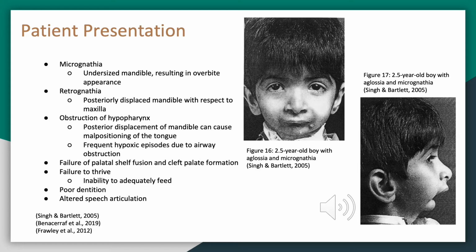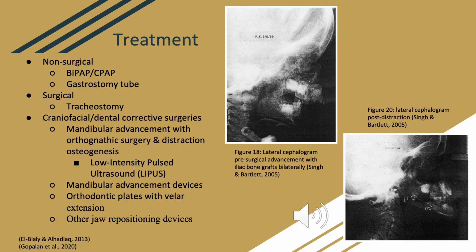They can also show with poor dentition, as well as since the tongue is shifted posteriorly, they can be very prone to altered speech articulation. Treatment for mandibular hypoplasia syndrome is either going to be a conservative approach or an invasive approach. With the conservative approach, it's going to be non-surgical, and this is usually done if the patient is expected to eventually develop their mandible, or if the mandibular hypoplasia syndrome is not very severe.